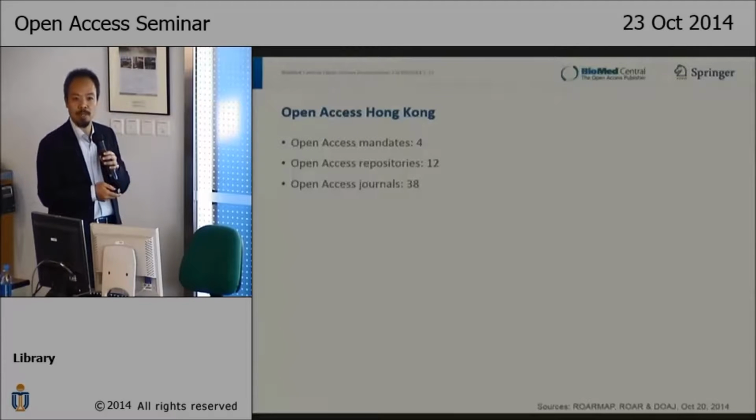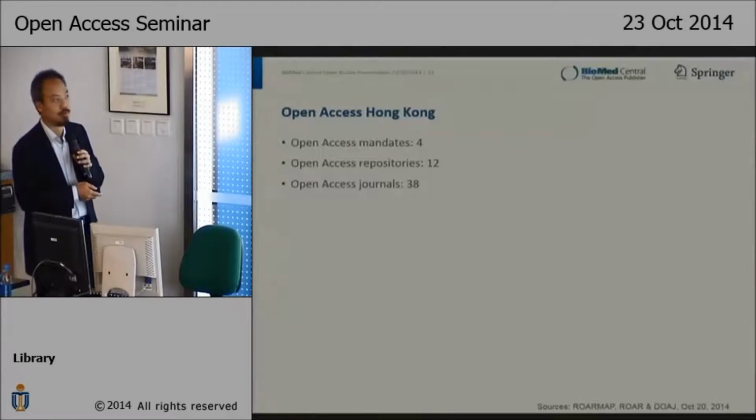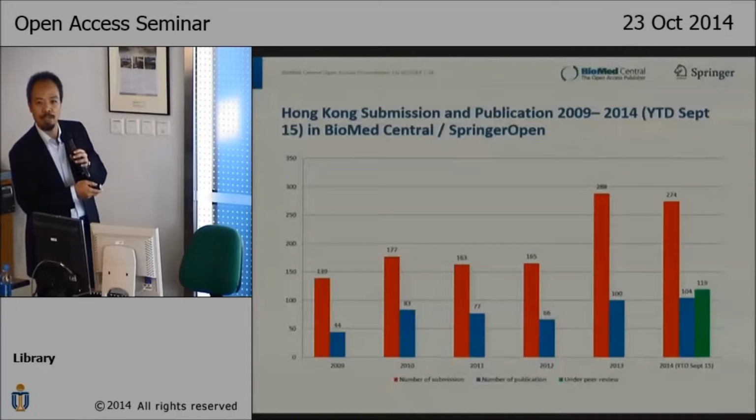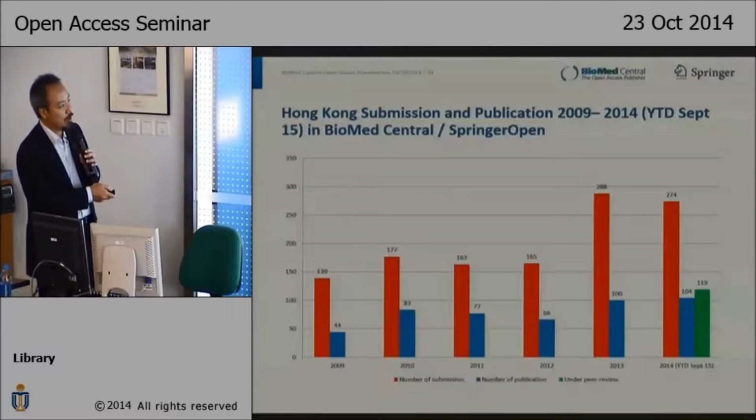Let's look at what's happening in Hong Kong. Right now we have 4 mandates, 12 repositories and 38 open access journals. These are figures I took from our own repository, showing the number of submissions and publications from Hong Kong. The red column is the number of submissions. The blue column is the number of publications. The green column is the number still under peer review.